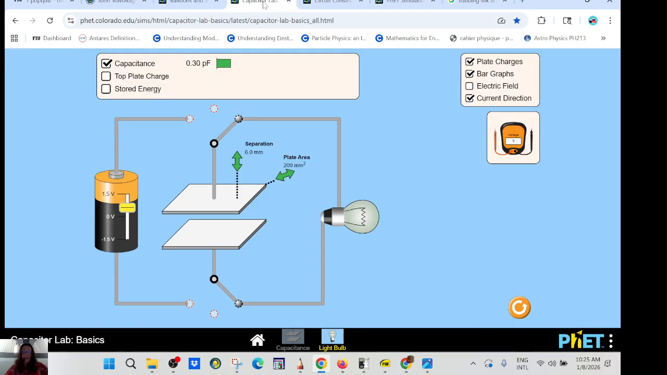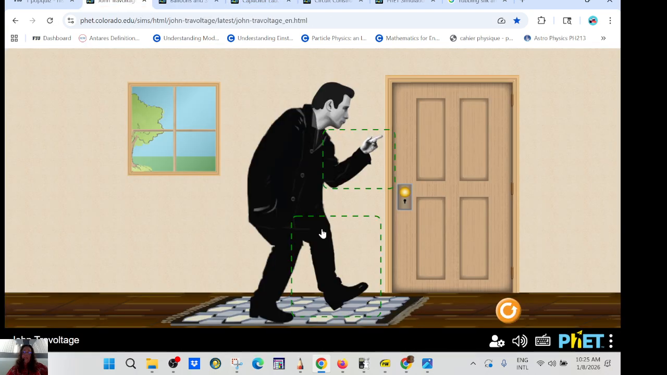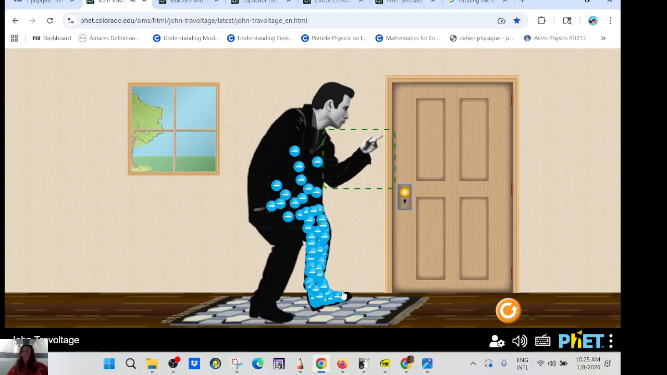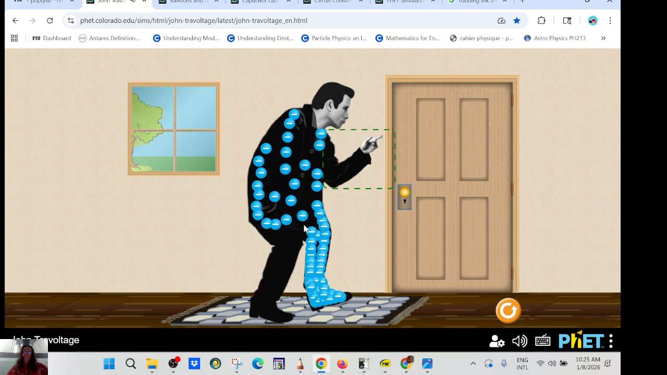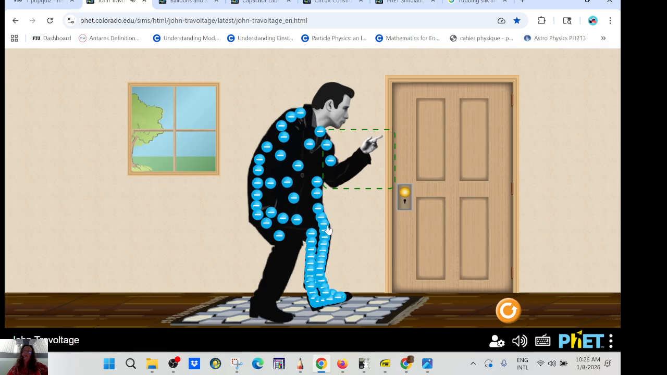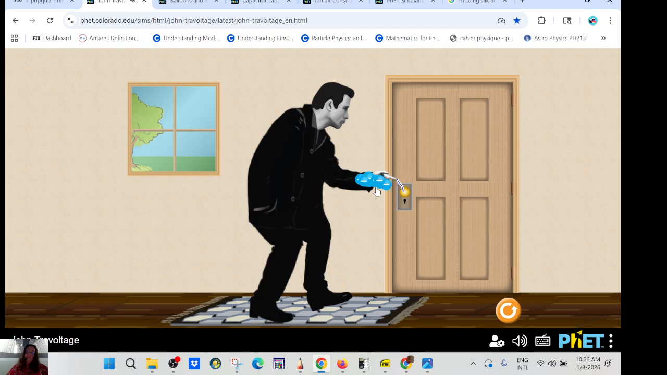So John Travolta again. See, he's rubbing his feet. The electrons don't stay there, okay? They go inside because he's a conductor. But little by little, they're going to spread as far as they can from each other on the outside. And they are very upset because they want to go back to base, which is the ground. And here they find a way. The voltage is high enough that the air will become a conductor. It gets ionized. That's why you have light.